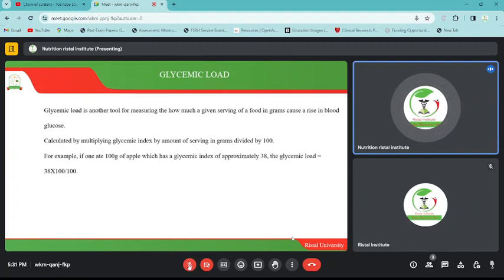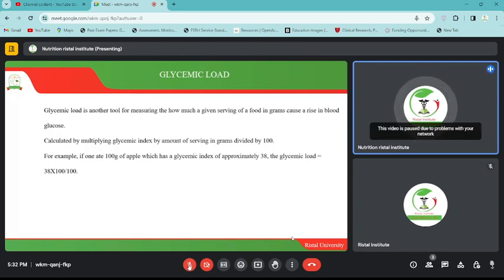Then we get into a concept called the glycemic load. This is also another tool, just like glycemic index, and they are so much related that the levels are still the same thing, glucose. This is a more advanced and simple measure, and they say it is a standard compared to glycemic index. It measures how much a given serving of a food in grams causes a rise in your blood glucose levels.